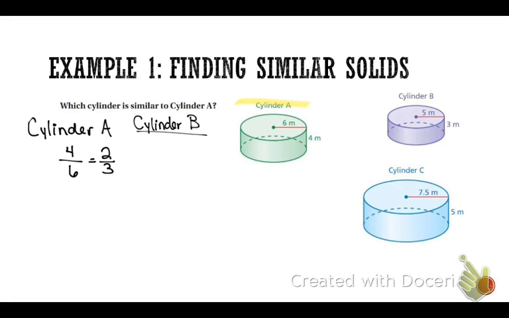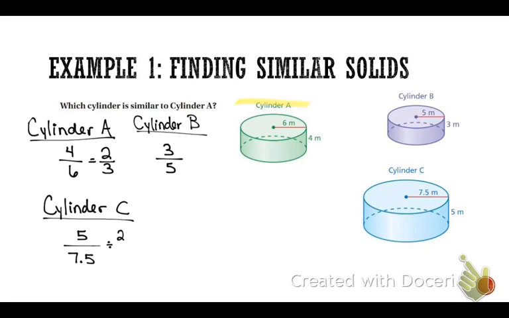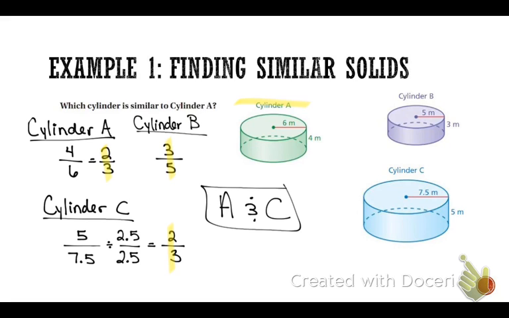All right, so let's go ahead and try cylinder B, okay? Ratio for cylinder B, guys. What is it? 3 over 5. Go ahead and find cylinder B or C now. Have you found cylinder C, guys? Yes. All right. What's it going to be? 5 over 7.5. And yes, that reduces by 2.5 to 2/3. So because of that, I can clearly see that A and C have the same ratio.